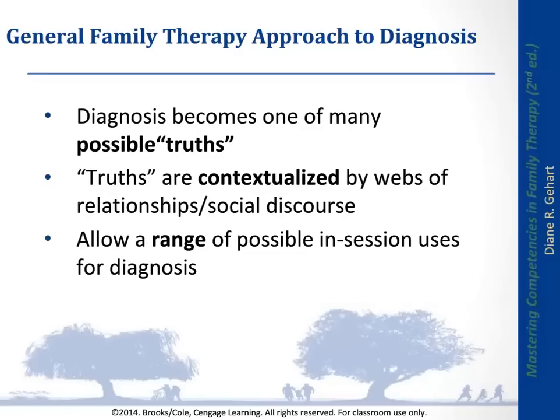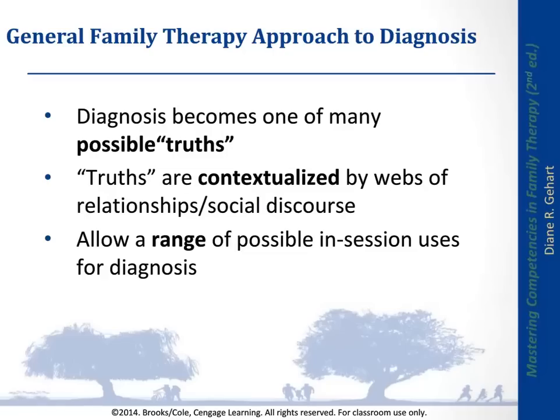So where does this leave us? Thinking about this from a general perspective, as a family therapist who's most likely working in a work context where diagnosis is used, how can you approach this with a sense of competency while also being sensitive to how diagnosis might affect the therapeutic process and clients' identities? One way to look at this is that diagnosis becomes one of the many possible truths out there that may or may not be useful in terms of the counseling process or the therapy process.